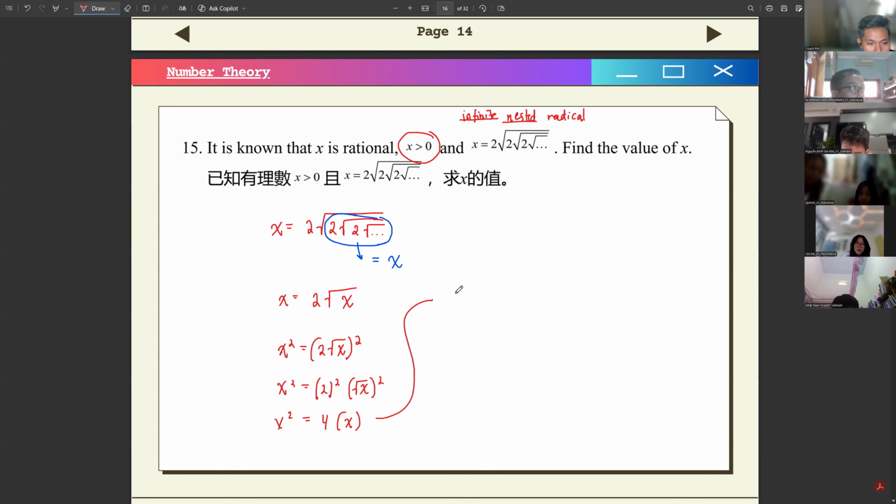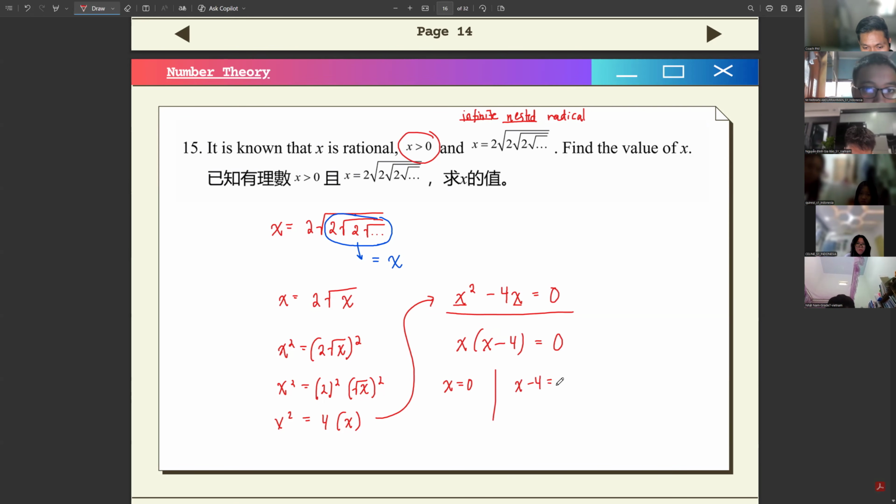So what we can do here is transpose the 4x to the other side. So this becomes a quadratic equation, degree 2. We can factor out x times x minus 4, because there's a common factor of x. So that means we can have either x is equal to 0 or x minus 4 is equal to 0, meaning x is equal to 4. Now, x equals 0 is what we call an extraneous solution. It is not a solution to the problem because x should be greater than 0. So our answer is just 4.